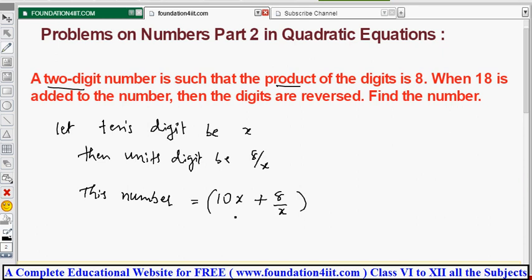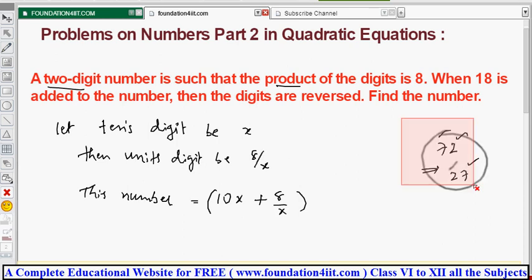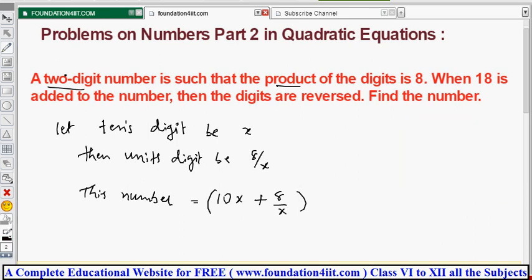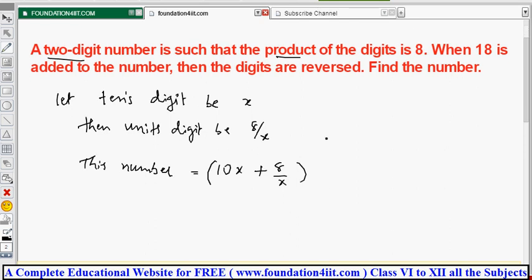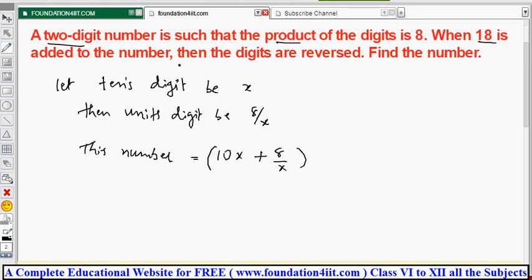Now the number obtained on reversing the digits. For example, if 72 is one number, the reverse of this is 27. That means the tens place becomes the units place and the units place becomes the tens place. In the same way, we can do the reverse of this number also, because in the next statement they gave one more condition: when 18 is added to the number, the digits are reversed. So let me find the reversed number first.